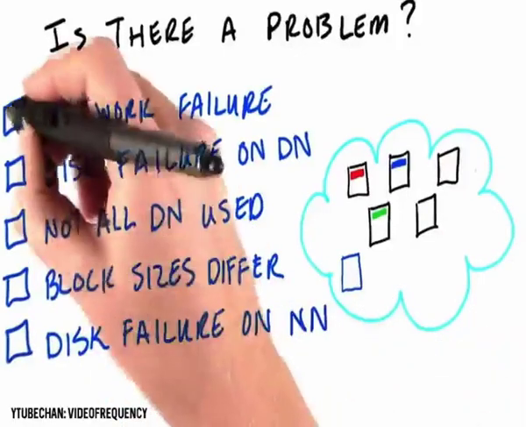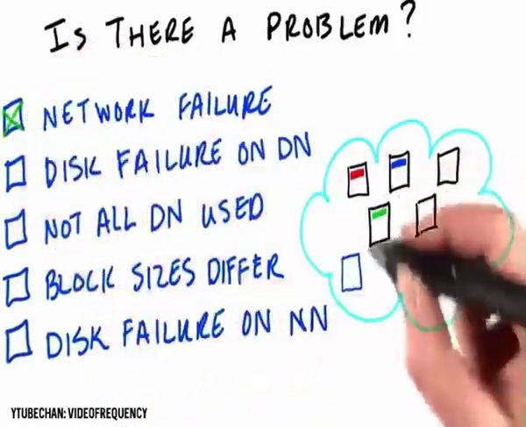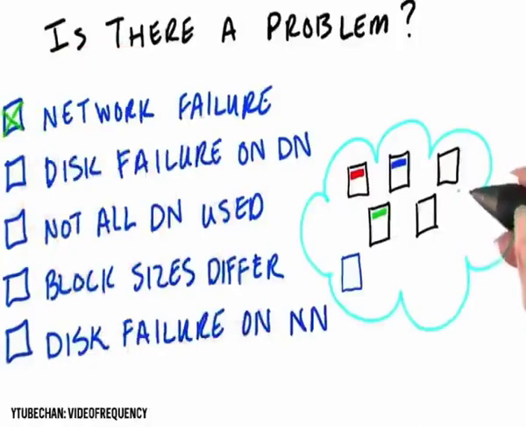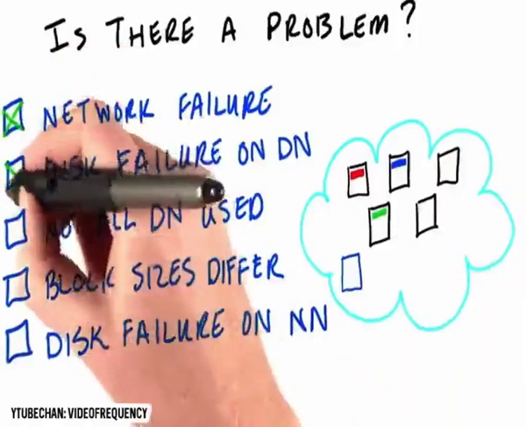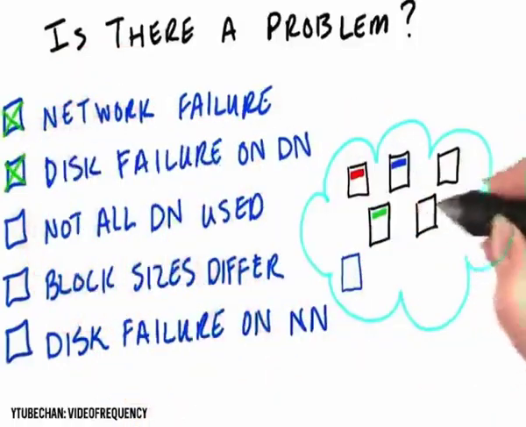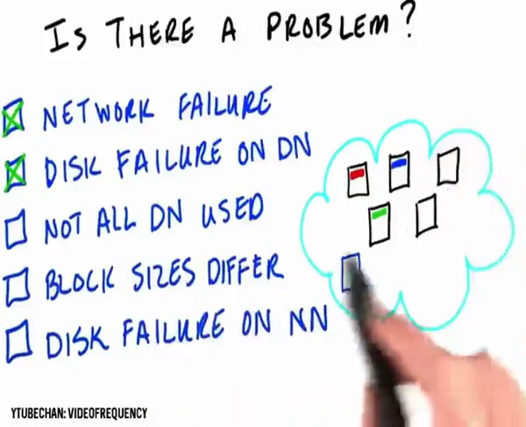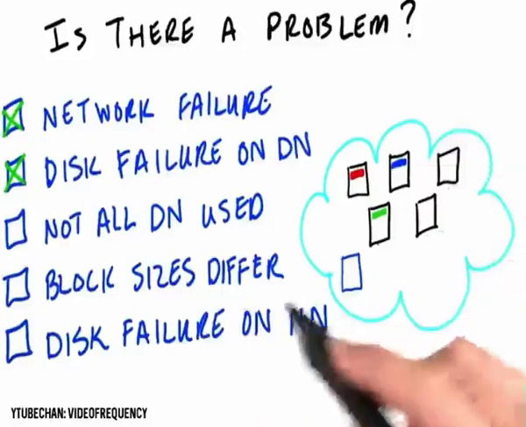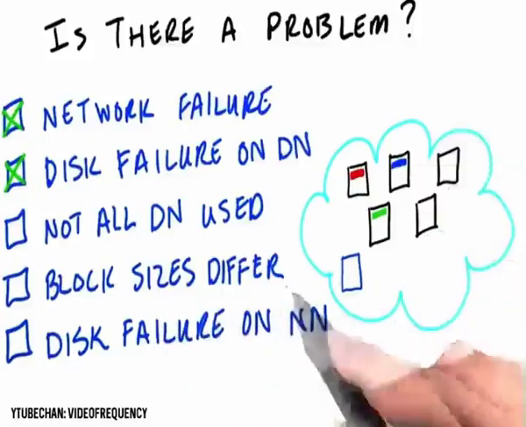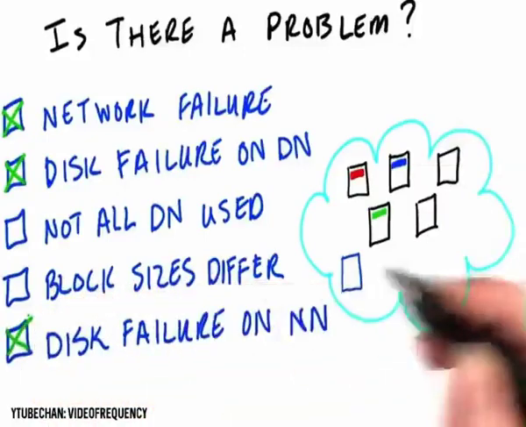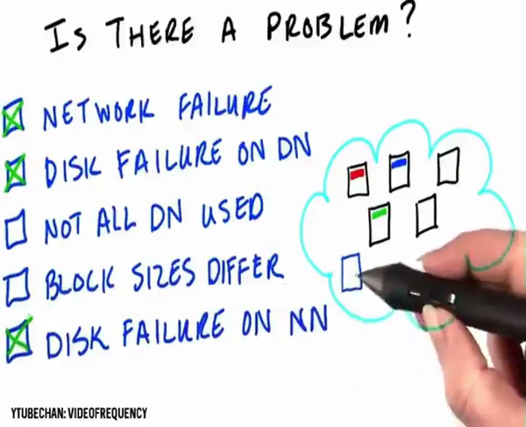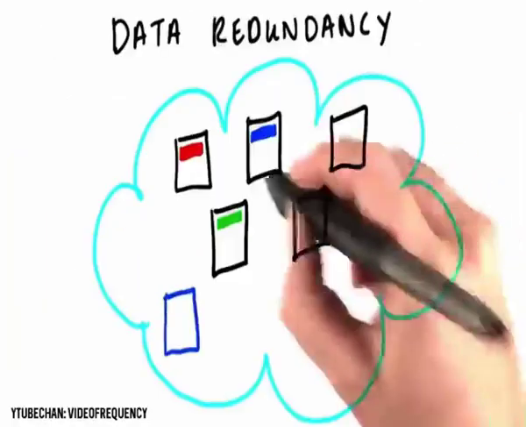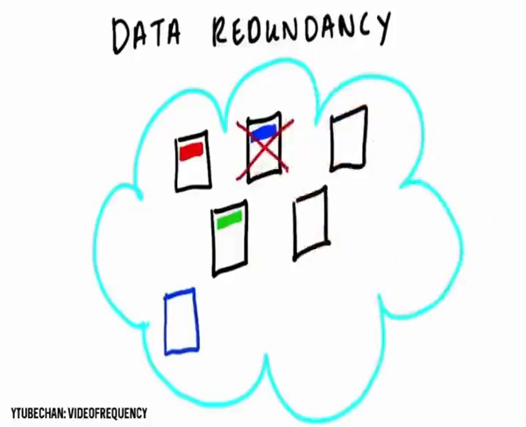It definitely is a problem if there's a network failure between the nodes and they can't talk to one another. It's also a problem if we had a disk failure on an individual data node. It's not a problem that some nodes are unused. They'll be used by data later. It's also not a problem that some of the block sizes are different. It is a problem if we were to lose the disk on the name node and lose our metadata. The problem with things right now is that if one of our nodes fails, we're left with missing data for the file.